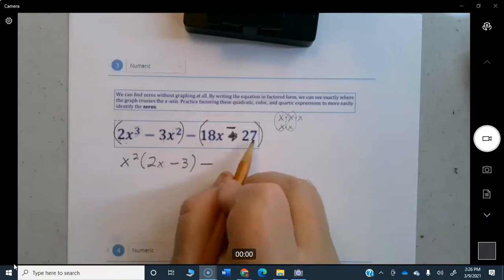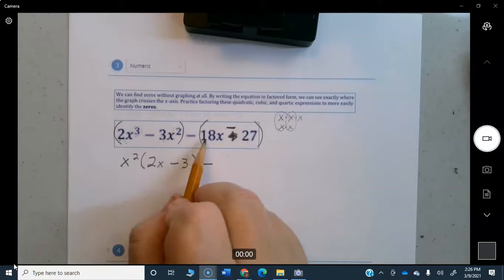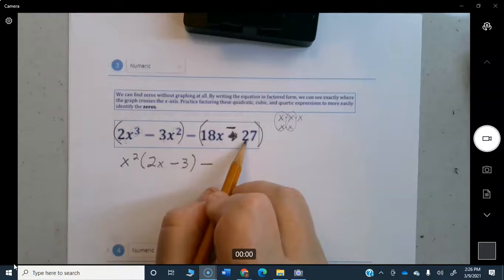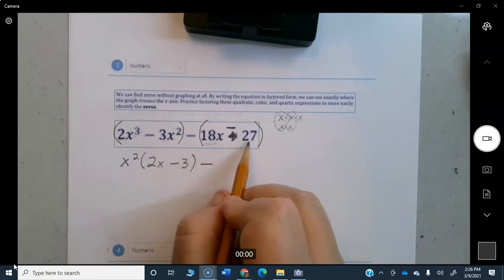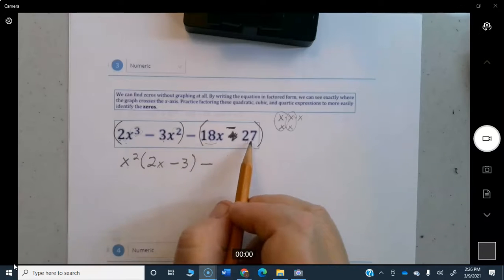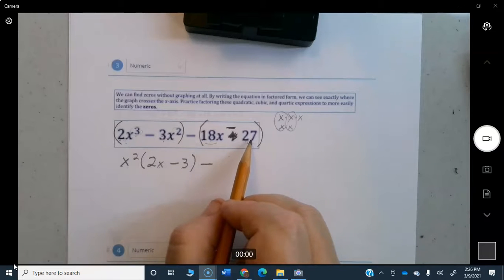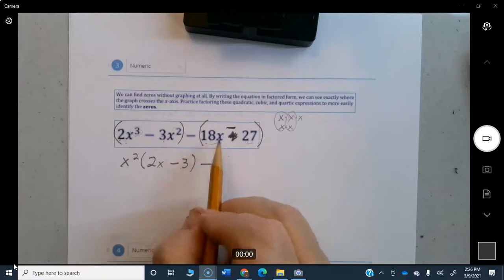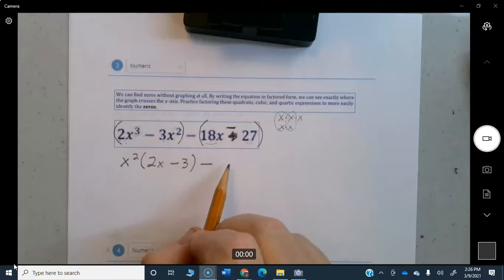And what can we factor out of this? Well, 18 doesn't go into 27, but 9 goes into 18 and 9 goes into 27. You want to find not only a number that goes into both of them, but the biggest number that will go into both of them. So 9 goes into this, 9 goes into that. So you're going to pull a 9 out.